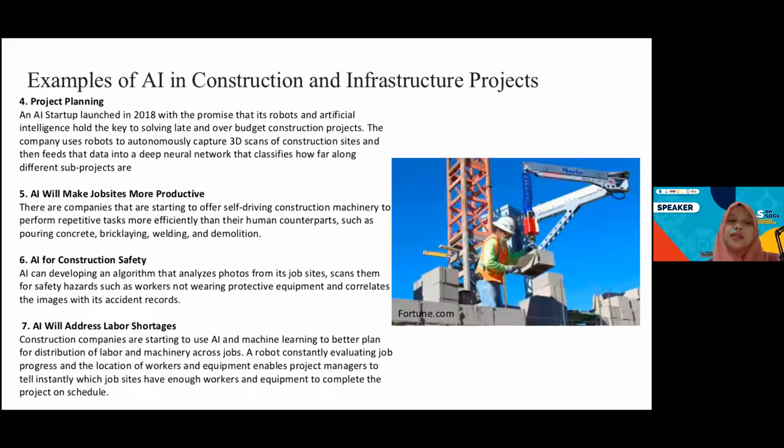And number 7 is why AI will address the labor shortage. Construction companies are starting to use AI and machine learning to better plan the distribution of labor and machinery across jobs. A robot constantly evaluating jobs, workers, and the location of workers and equipment enables project managers to tell instantly which job sites have enough workers and equipment to complete the projects on schedule. So we can do planning and scheduling for the labor and also the time to finish these projects.